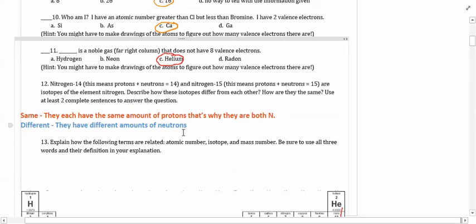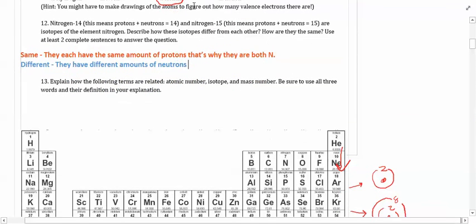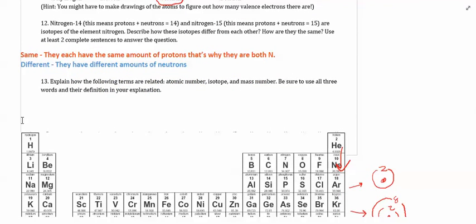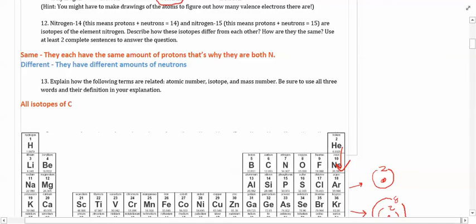For the last one for this video, number 13, explain how the following terms are related: atomic number, isotope, and mass number. Be sure to use all 3 words in their definition in your explanation. The way that I'm going to answer this is I'm going to speak to a particular element, and you can pick anything, or you can do this another way too, but the way I'm going to do it is I'm going to talk about carbon. So I know that there are different isotopes of carbon, and I'm going to start out by saying all isotopes of carbon have the same atomic number, and that means protons.